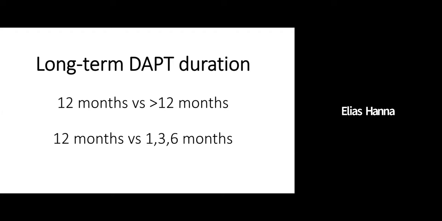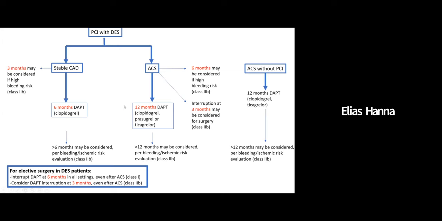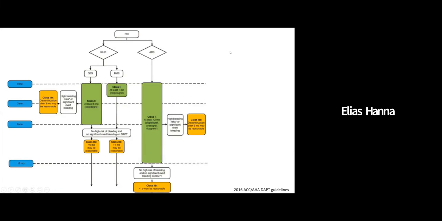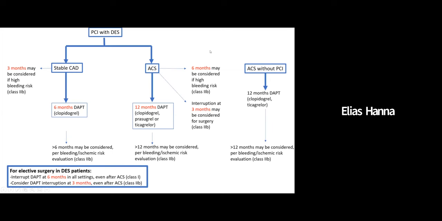The standard duration of dual antiplatelet therapy in ACS is 12 months. But how about more than 12 months? Is there data for more than 12 months? How about less than 12 months? So there are two sets of data for those two instances, the center being 12 months. Those are my summary of the guidelines. The guidelines kind of complicate them, but this is the bottom line slide that you need to know.